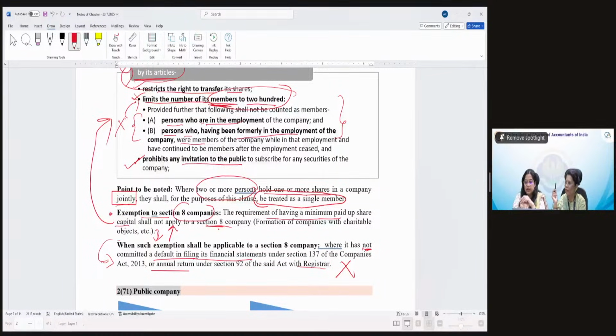So, ma'am, Nitin has said a good thing. It is with respect to OPC. If he has not made a nominee, then will the legal heir carry out the OPC, or is nominee appointing compulsory? Nominee appointing is compulsory.